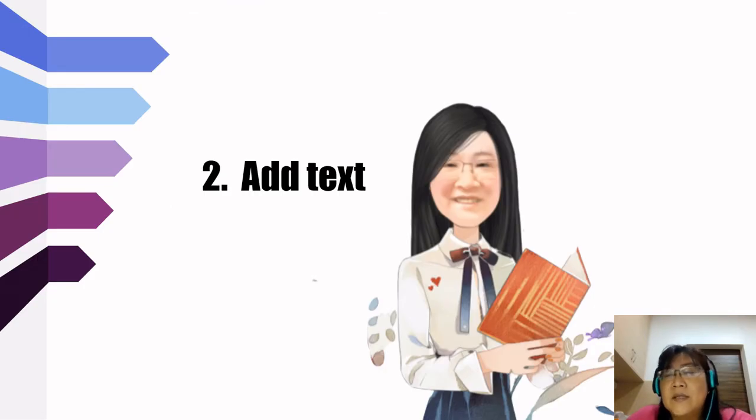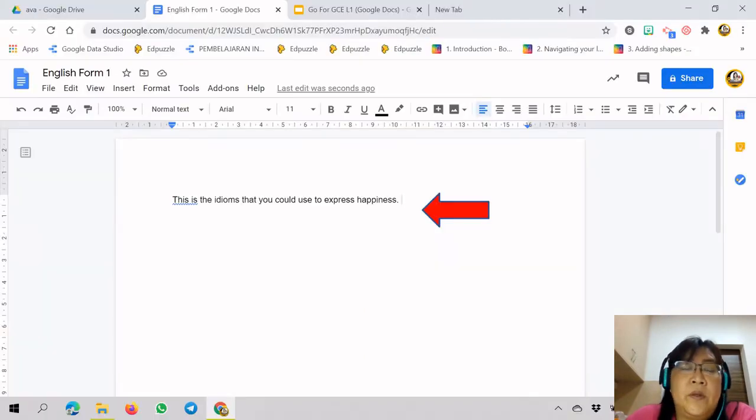Let's go to task number 2, which is to add text. To add text, it is very easy. Just start typing. For example, these are the idioms that you could use to express happiness.